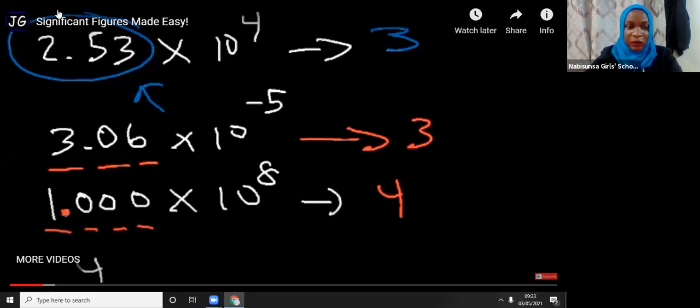I want us to first discuss the rules. Those were the rules we use when we are determining the number of significant figures in a number.